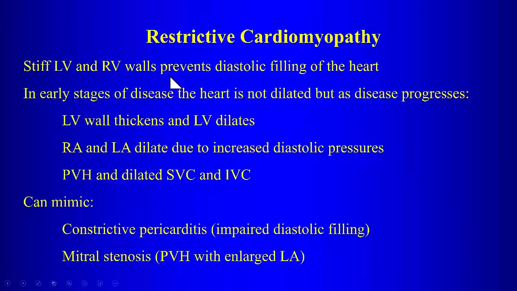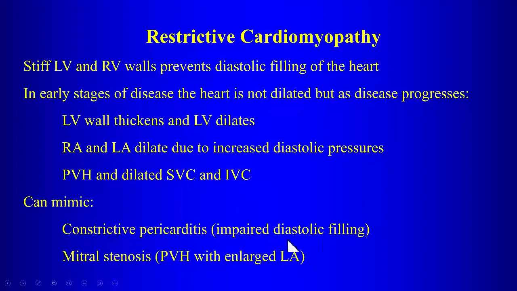What happens is the stiffening of the walls of the ventricles prevents diastolic filling, so the patients can develop diastolic dysfunction. So the walls will thicken, and the right atrium and the left atrium can actually dilate because of the diastolic dysfunction, resulting in increased filling pressures. And then you can get pulmonary venous hypertension, dilated SVC, IVC, all of that can occur with restrictive cardiomyopathy.